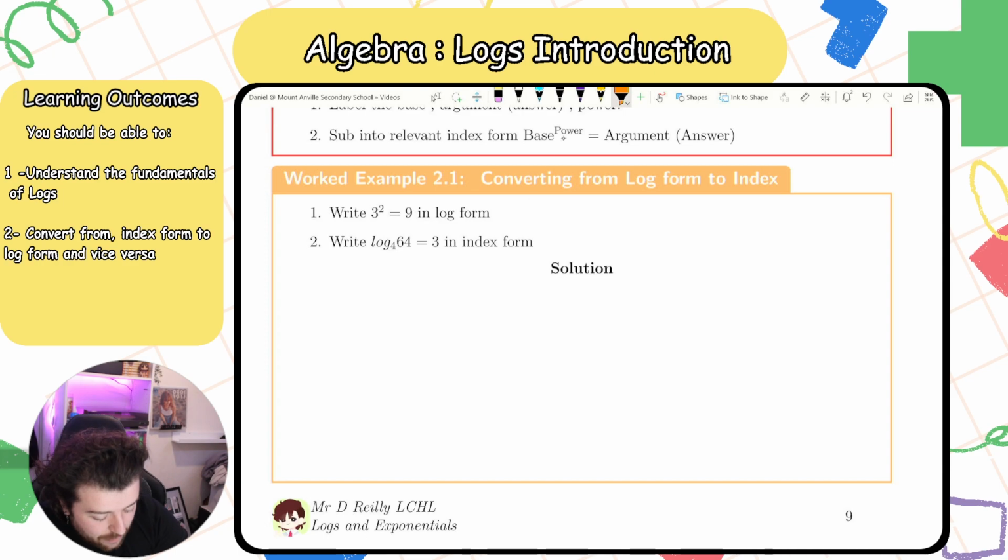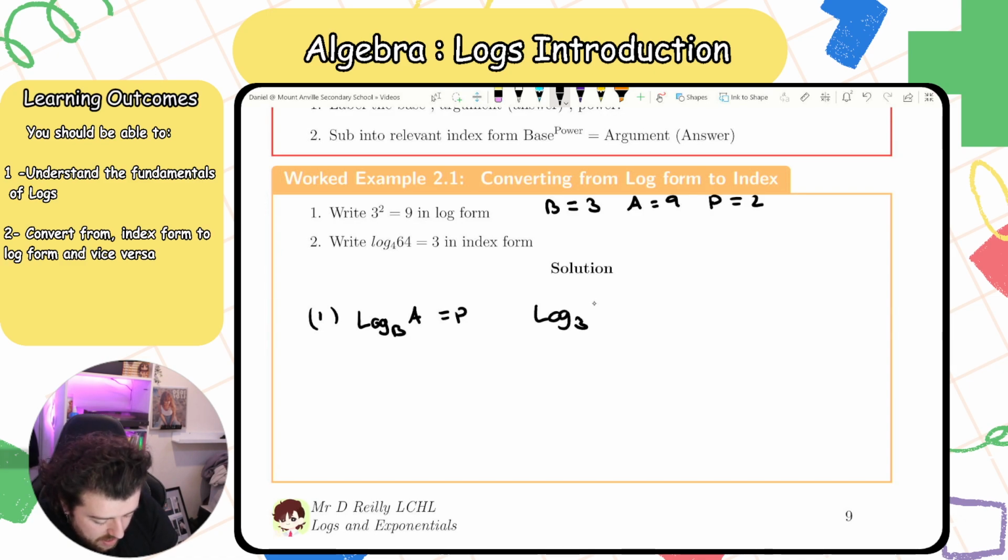I just did this example, but remember BAP. So what's my base in this case? Well, my base is 3, my answer is 9, and my power is 2. And then to fill that in to my log form, remember it's B-A-P, BAP: base, answer, power. So log base 3 of 9 equals 2. And I just rewrote that in log form.